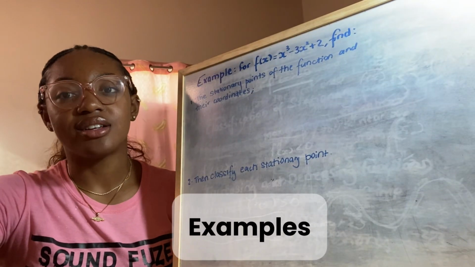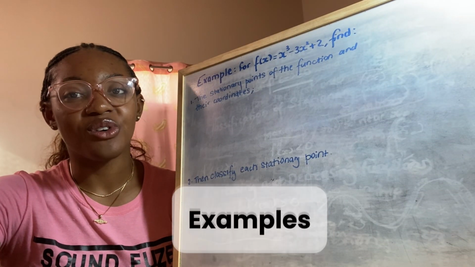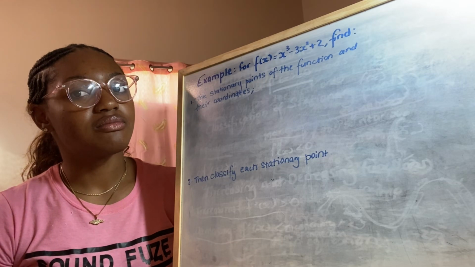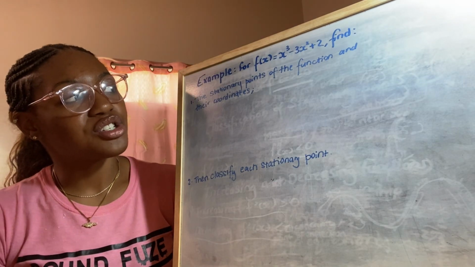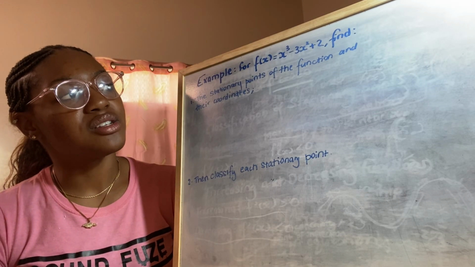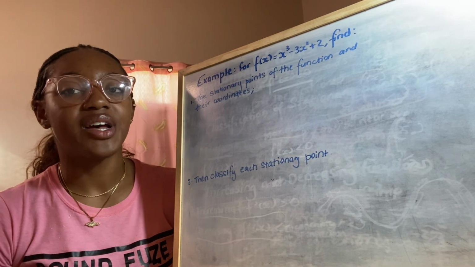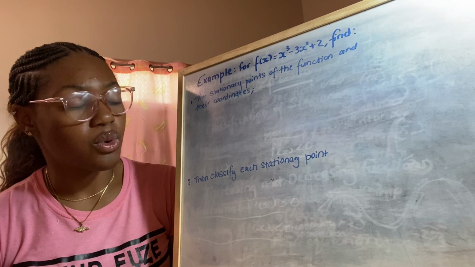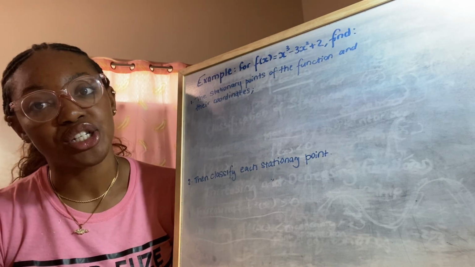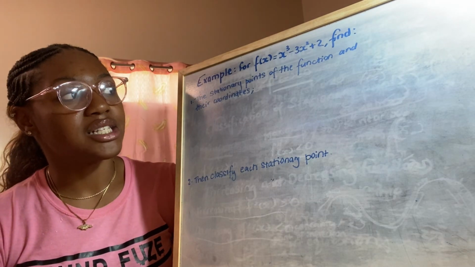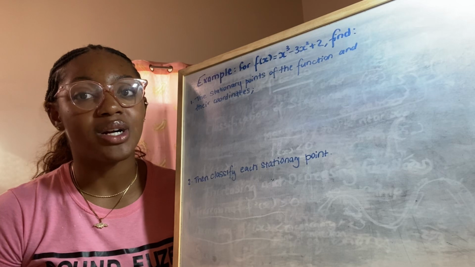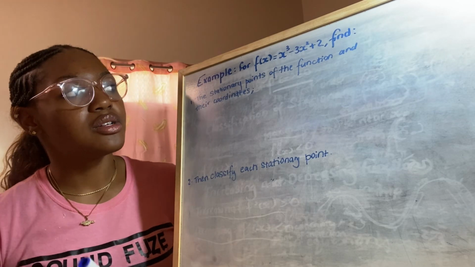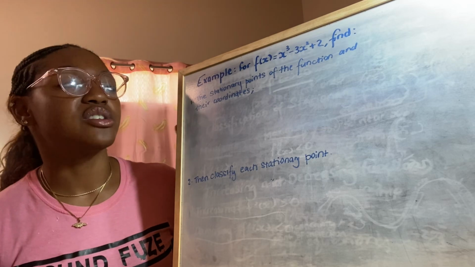So here we have our example. This is going to be a 4-part question, so I'm doing the first 2 parts now. Here we have a function f of x equal x cubed minus 3x squared plus 2, and we want to find the stationary points of the function and their coordinates, as well as classify each stationary point. Recall that in order to find the stationary point, we're saying that the first derivative of the function is equal to 0. So we have to find the first derivative.